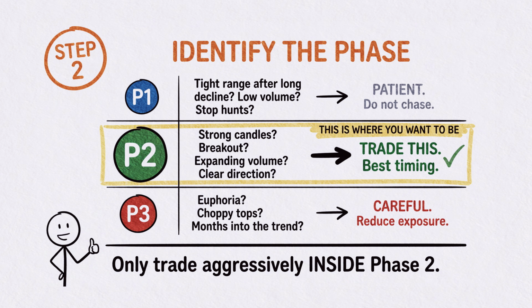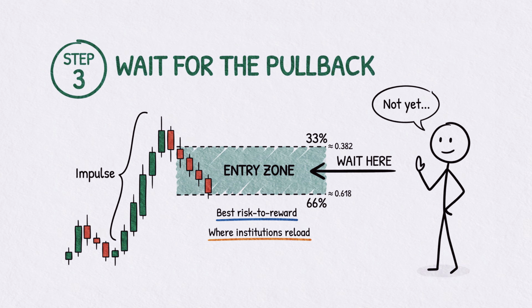Step 2. Identify the phase. Is the market in a tight range after a long decline? That's probably accumulation. Phase 1. Be patient, don't chase. Are you seeing strong directional candles, expanding volume, clear momentum? That's participation. Phase 2. This is where you want to trade. Has the move been going for months, news is euphoric, and everyone is long? That's probably distribution. Phase 3. Be very careful.